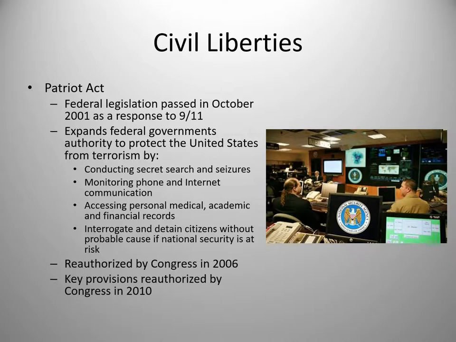One way that this came into play was after the Boston Marathon bombings, the federal government detained and interrogated the suspects in that case of the bombing without their Miranda rights being read to them, without informing them of their right to remain silent and their right to an attorney. They were not represented because it was considered a terrorist case.